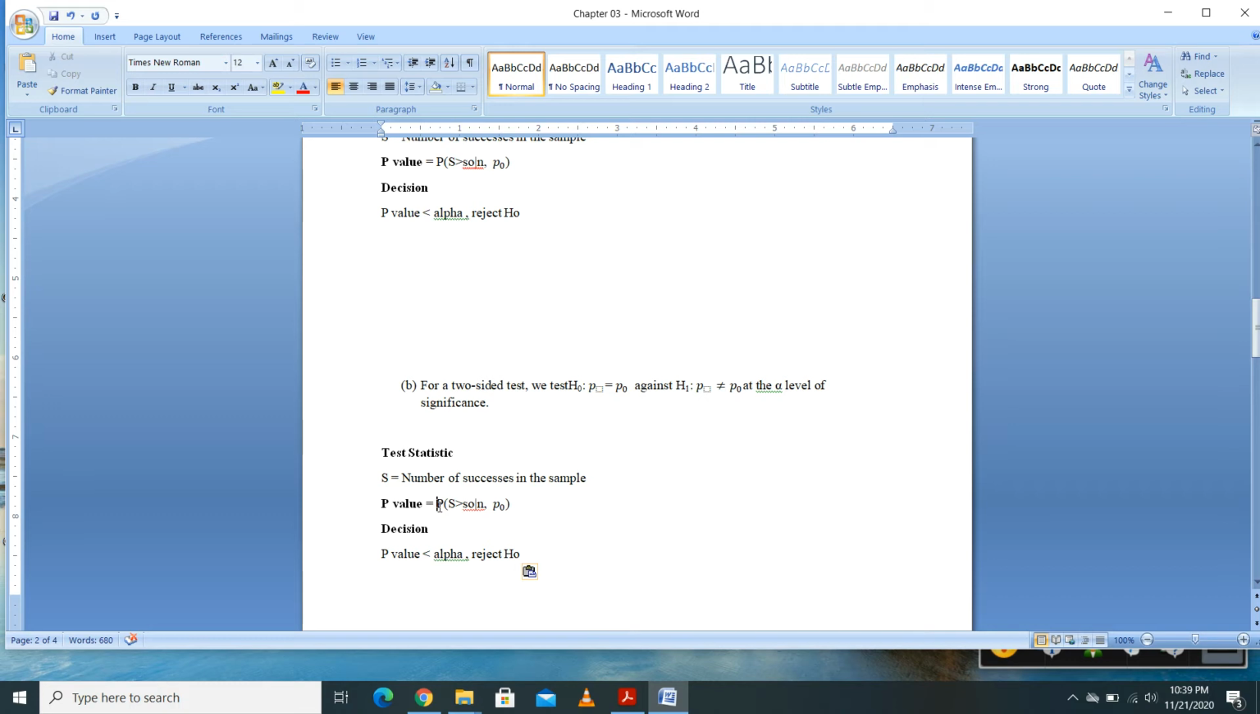So the next thing is how we are going to calculate the p-value. In this case, when you calculate the p-value, first you have to find the probability where the test statistic is greater than or equal to s naught, given that your sample size is n and the value that we are testing is p naught. So you have to multiply this by 2, right? Here you have to apply this formula.